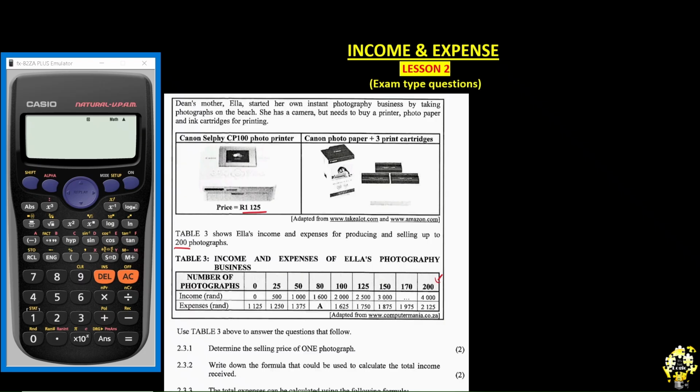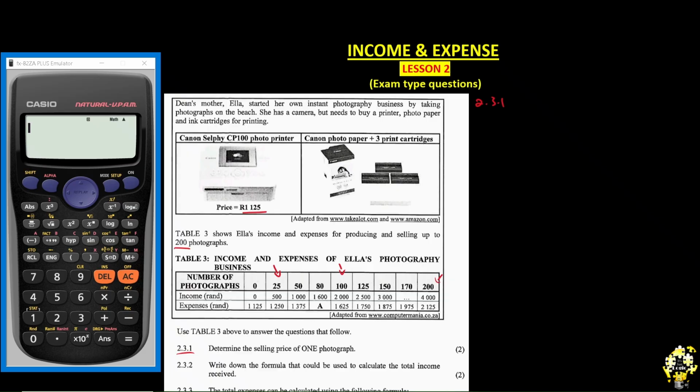Now question 2.3.1 says, determine the selling price of one photograph. By now we know what to do there. For 2.3.1, we are going to take income like we have done in the previous video. Remember, we go line by line. So we are going to take this and prove it with this. We can just prove it with 1.